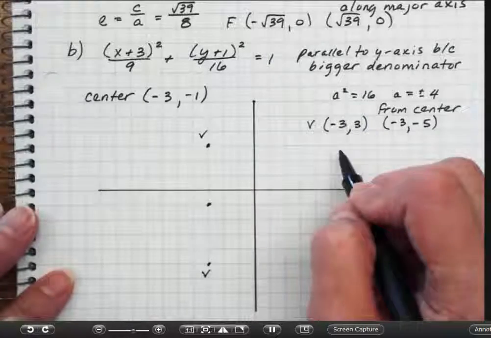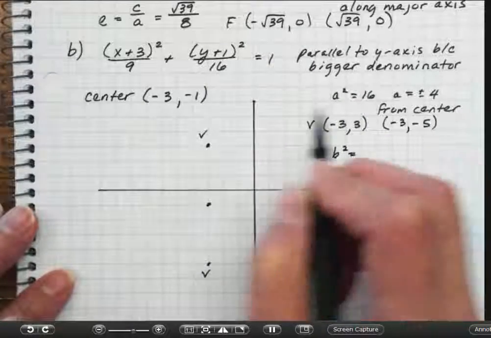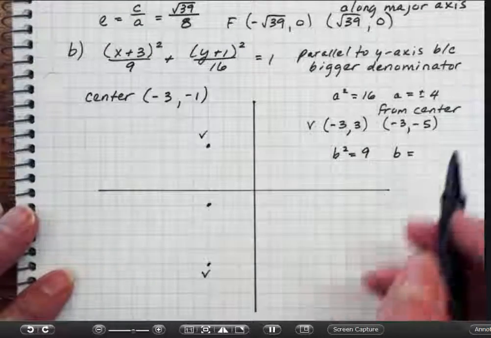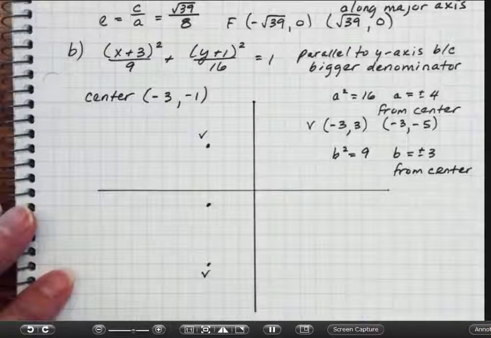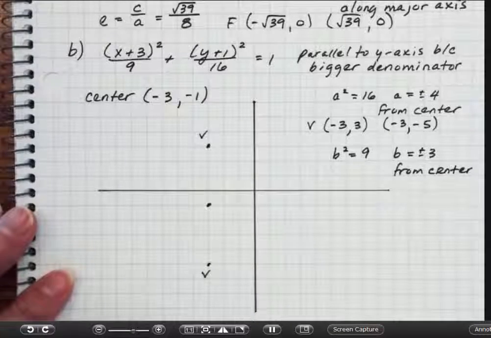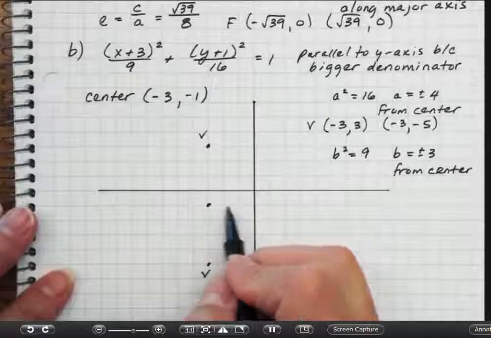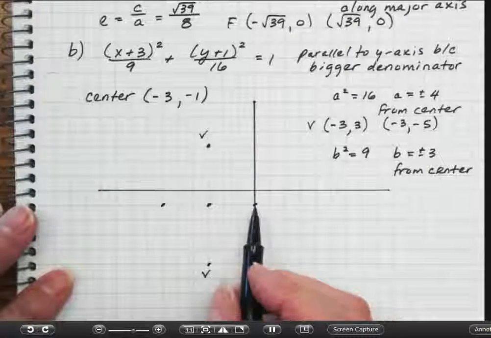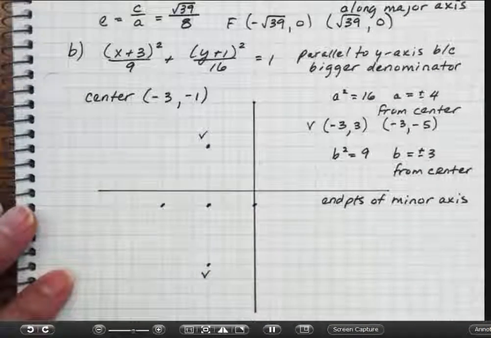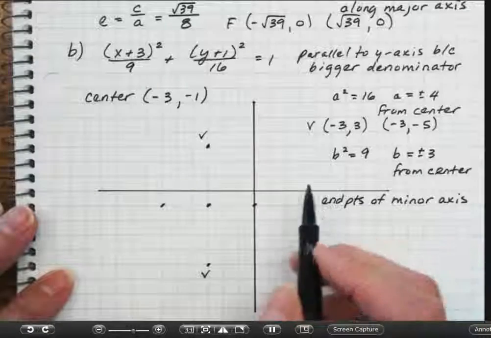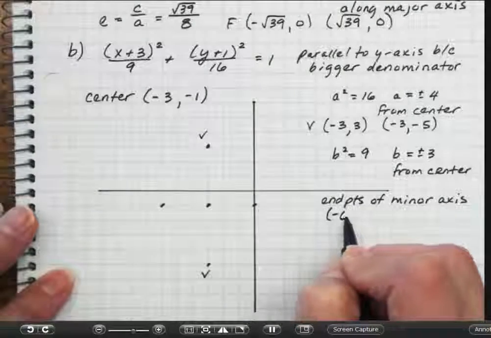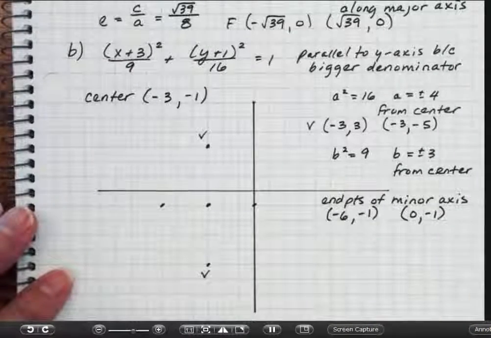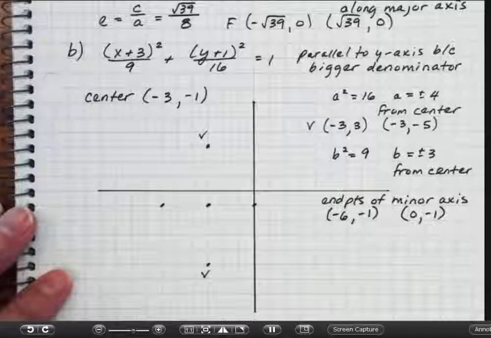Okay, my b squared is my other denominator, which happens to be 9. So that means that b is going to be equal to plus or minus 3 from your center. I'll be going left and right. So I'm going to go plus 3 and minus 3. And these are going to be the endpoints of my minor axis. So the endpoints of my minor axis look like they're going to be negative 6, negative 1, or 0, negative 1. We have enough information now. We could go ahead and graph our ellipse by connecting the points as best we can.